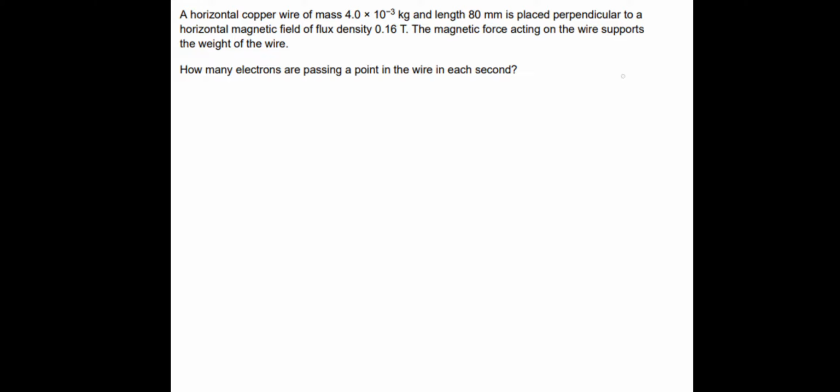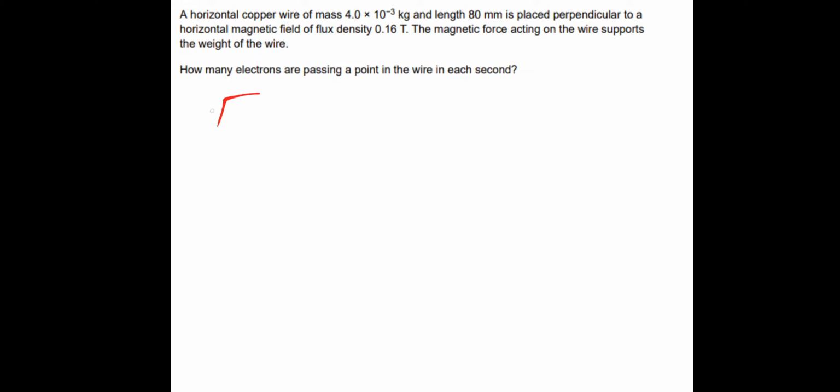So, how many electrons pass a point in the wire each second is the current. So we can use F equals BIL to find the current. And the current per second is the charge. And then we know the charge of an electron. So let's start off by finding the current.